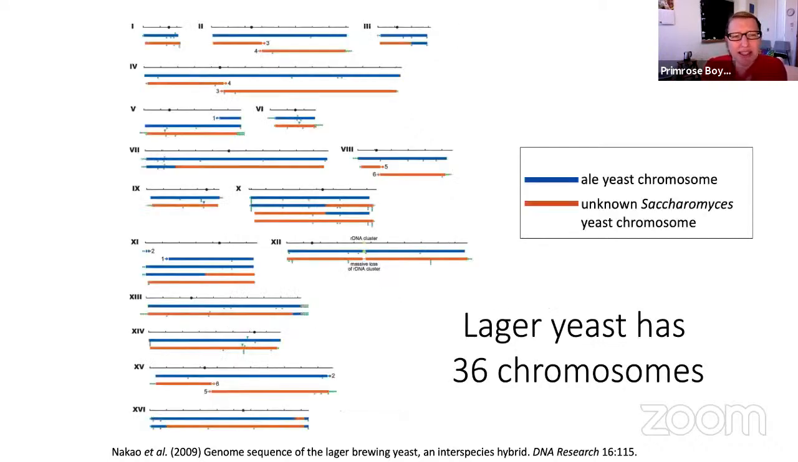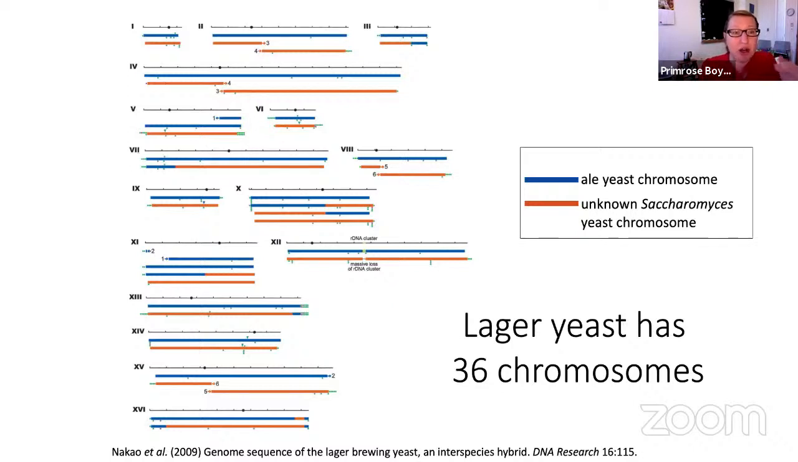They found that lager yeast has a lot more chromosomes than ale yeast does. And these chromosomes, if you line them up to the ale yeast, so remember the ale yeast is this black chromosome, you can line up the chromosomes of the lager yeast, and they mostly line up really well. The genetic information mostly matches ale yeast. In fact, for about half of the chromosomes in lager yeast, it matches exactly, right? It is nearly exactly the same genetic information.